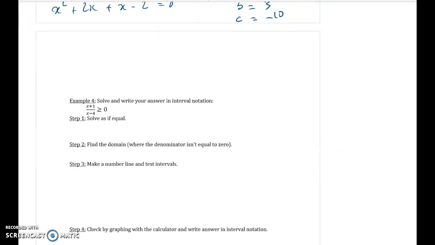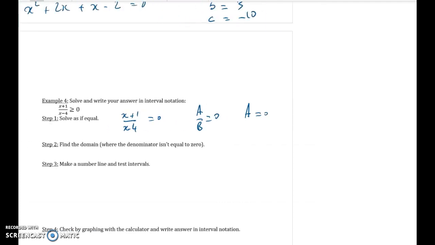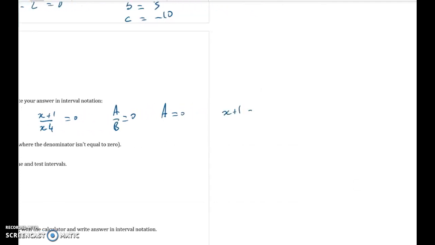Okay. All right. So step number 1 in example number 4 is to solve as if it was equal to 0. So the first step is to take x plus 1 divided by x minus 4 and solve that equal to 0. We could multiply both sides by the LCD, but you need to remember, when you have an equation a over b equals 0, the only way that your fraction is equal to 0 is if your numerator is equal to 0. Therefore, in that case, x plus 1 equals 0, that gives me x equals negative 1.